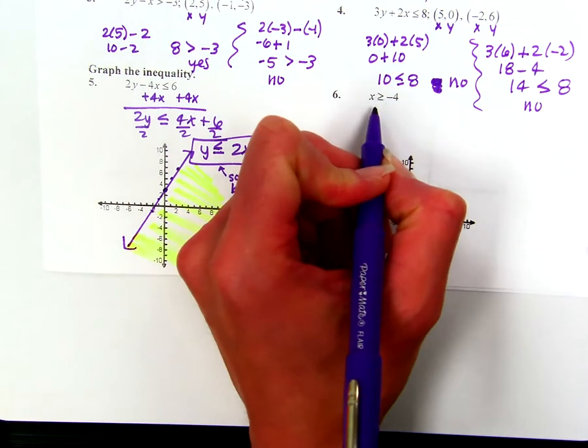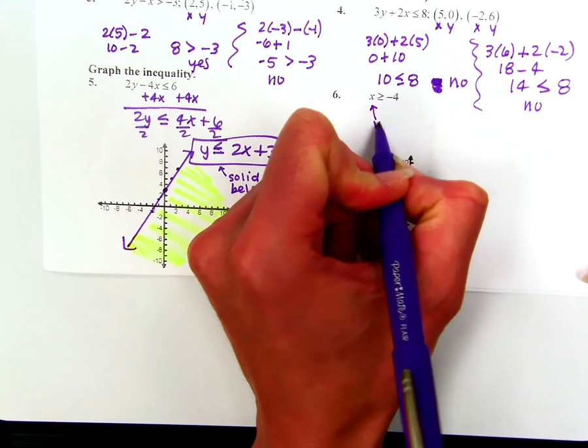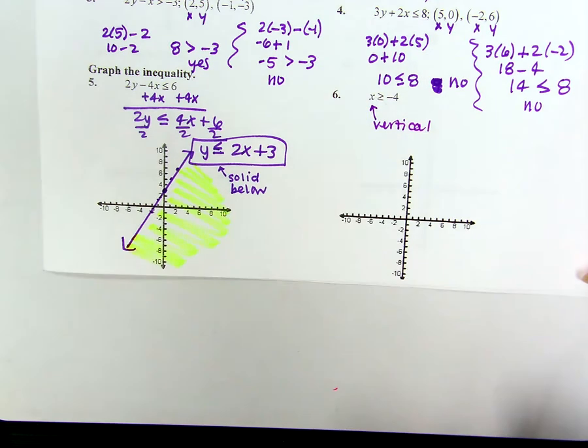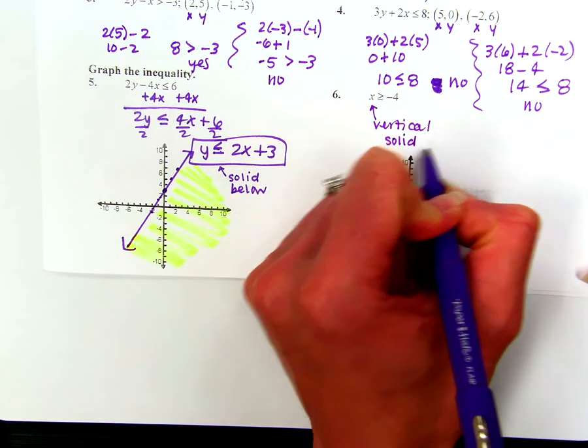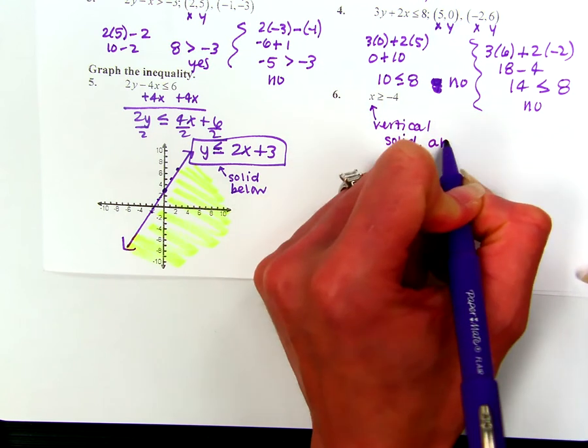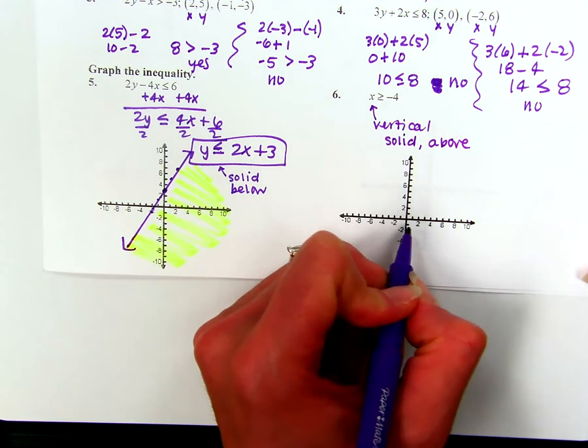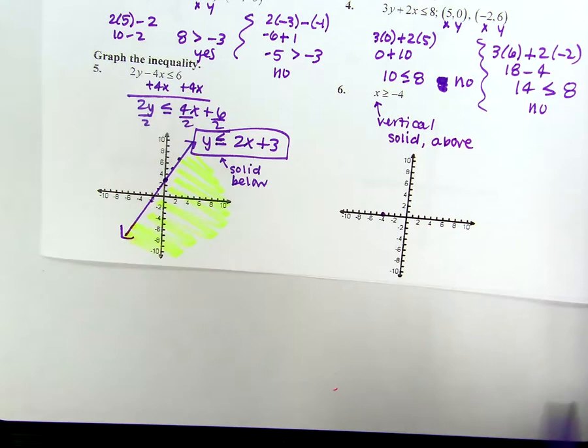That's just optional. All right, this one is a vertical line because it's just x, and it's a solid line because it has the greater than or equal to. And since it's greater, that means I'm going to shade above. So I'm going to go and make a vertical line at -4. It's a solid line.